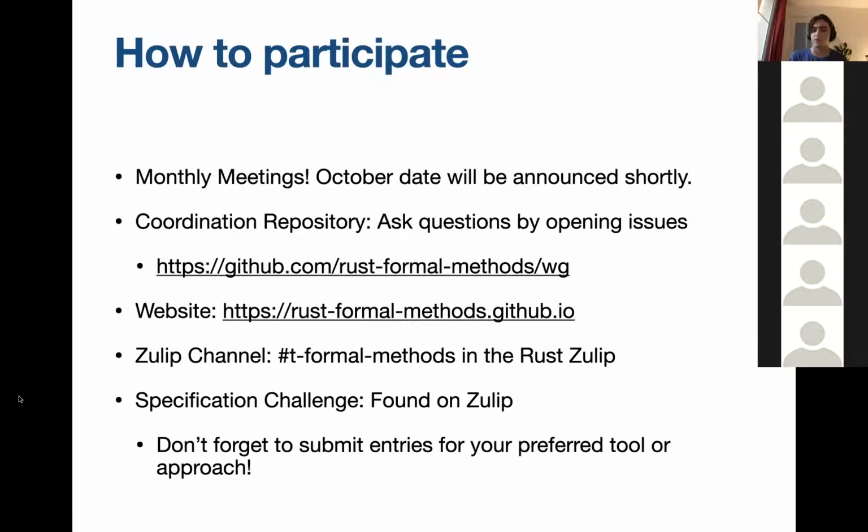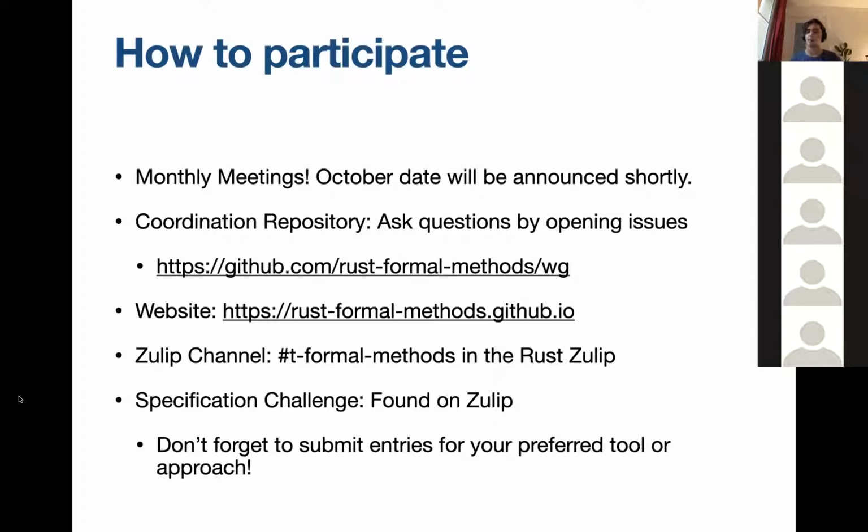So you may be wondering how you can actually help the RFMIG. The first thing is, of course, that we will be organizing monthly meetings. Each meeting will have a prearranged topic or theme, and an invited speaker who will give a presentation related to that month's theme. We will be having a meeting in October, and I will announce the date shortly.